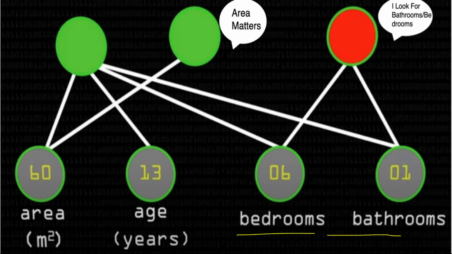So this is again a strange pattern which only a neural network or a human like me or you could observe, but a machine cannot observe. So this is where the application of neural networks comes in. And again you can see that this neuron is attached to all 4. This is attached to area. It says area matters. This neuron says I look for bathrooms per bedrooms.